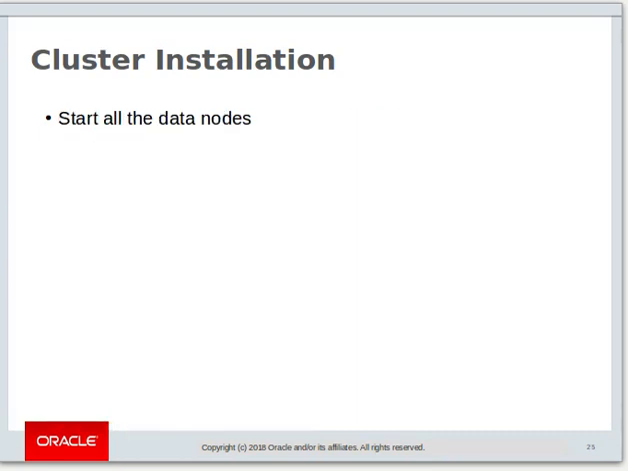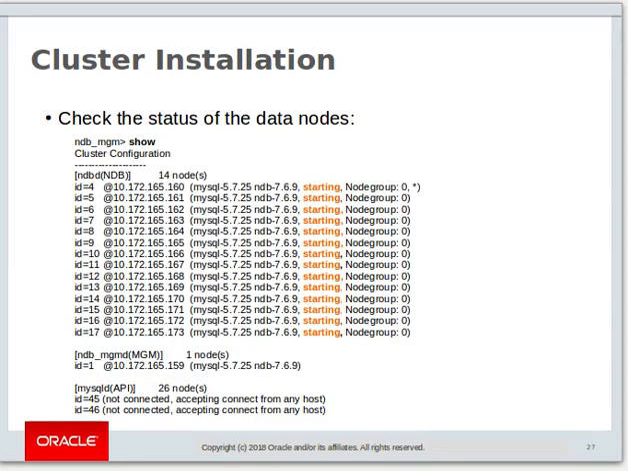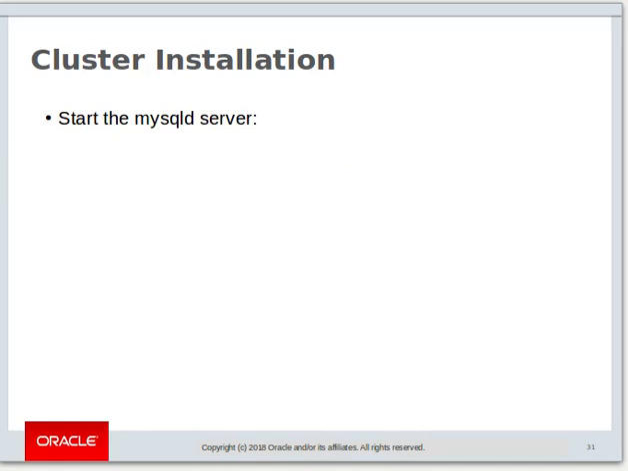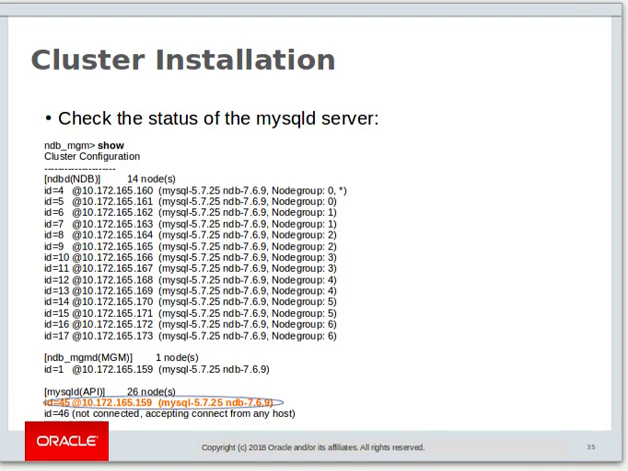Then start all the data nodes, and here you can see that all the data nodes are in starting state. Now, after some time you can see that all the data nodes are started. Now the last step is to start the MySQLD server. Now check the status of the MySQLD server. Here it is running. So now cluster is up and running.